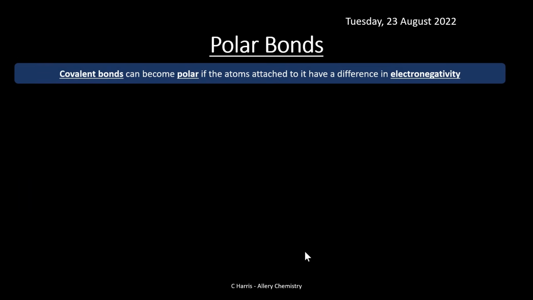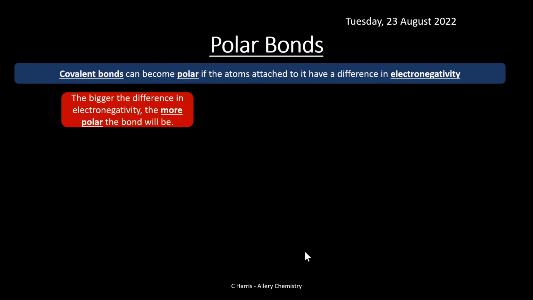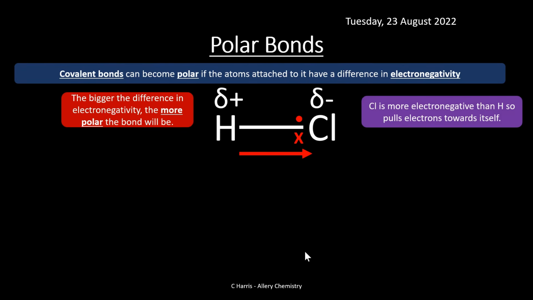Okay, so let's look at some of these in a little bit more detail. Let's look at some polar bonds. So covalent bonds can become polar if the atoms attached to it have a difference in electronegativity. So, for example, the bigger the difference in electronegativity, the more polar a bond will be, as we've seen before. So let's look at an example here. This is HCl. Now, Cl, as you've seen before, is more electronegative than hydrogen. And remember when we looked at the sharing of electrons between these atoms, it pulls these electrons towards itself because it's a lot more electronegative. And you get this polarization, this polar bond.